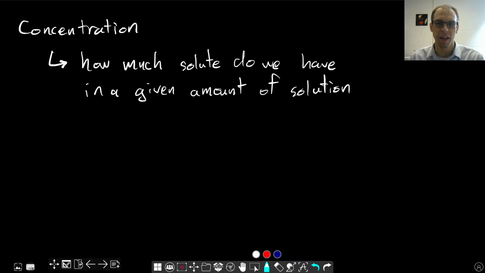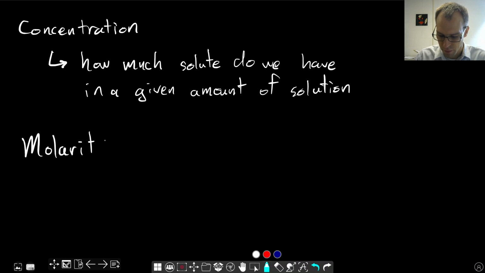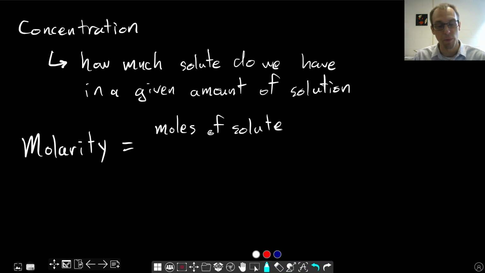There are actually different ways of expressing this. Sometimes you can express how much solute you have for a given amount of solvent, but usually in chemistry, we like to think about the amount of the whole solution. There are different concentration units we can use, but the most common one used in chemistry is called molarity. Molarity is defined as the moles of solute, whichever solute you're thinking of, since you could have more than one solute present in a solution, divided by liters of solution.